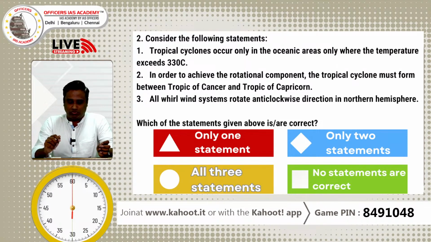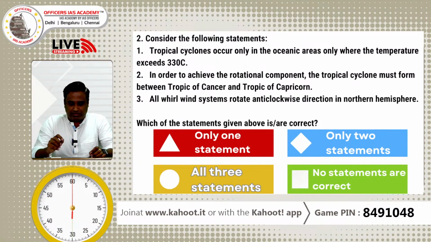Go to statement number 2. In order to achieve the rotational component, the tropical cyclone must form between the Tropic of Cancer and Capricorn. It's not a must. Between 0 to 5 degrees, that is the equatorial region, cyclones don't form due to absence of the Coriolis effect. And so the second statement also is wrong.